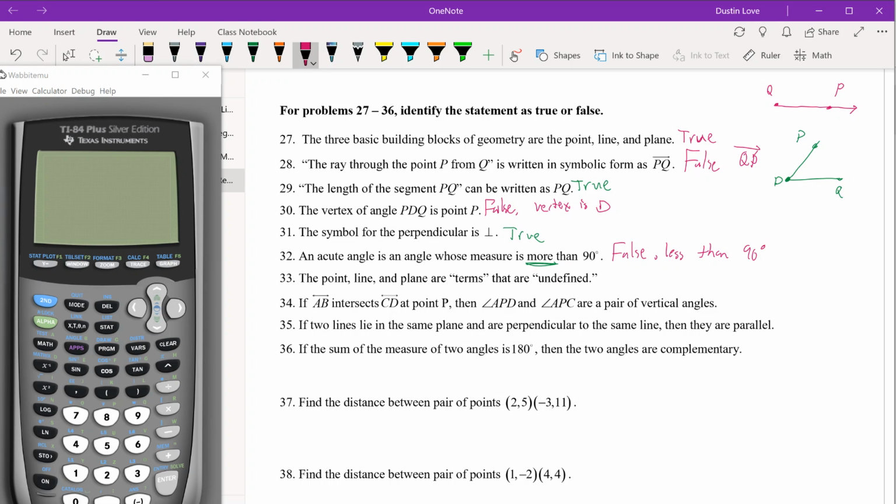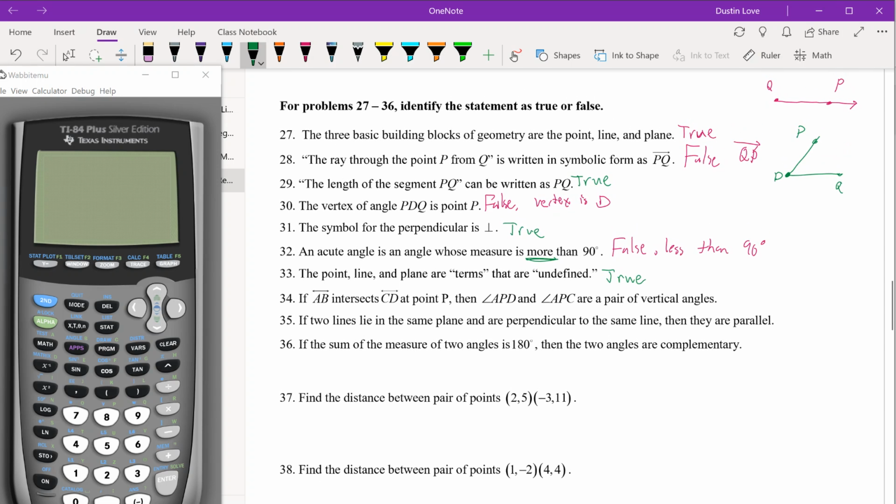Okay, the point, line, and plane are terms that are undefined. Yes, that is true. That was from our very first lesson. They are the undefined terms of geometry.